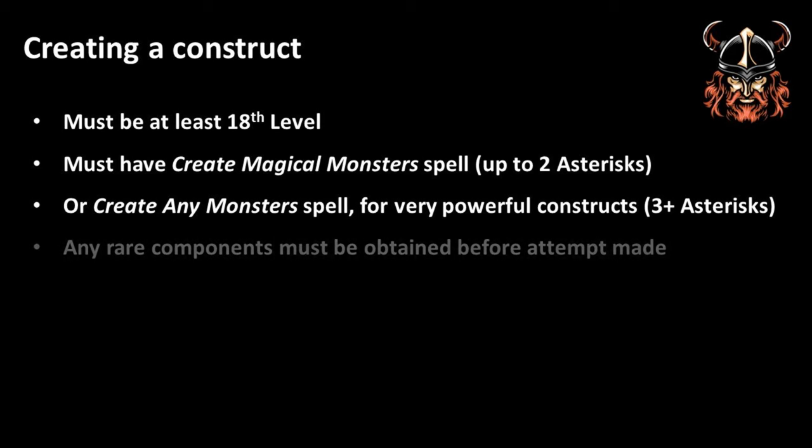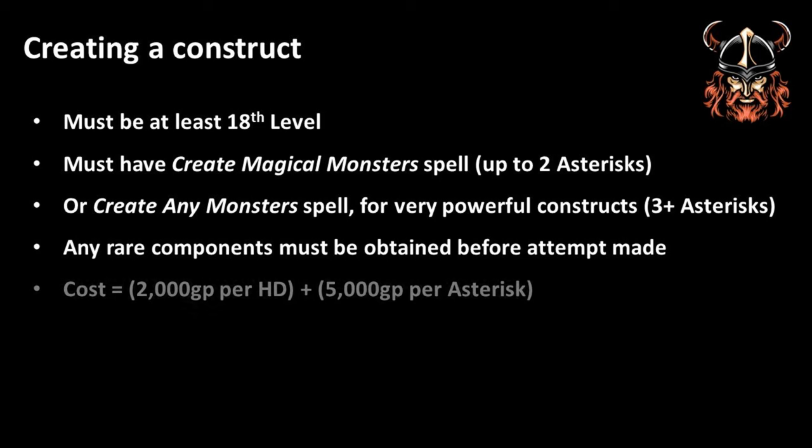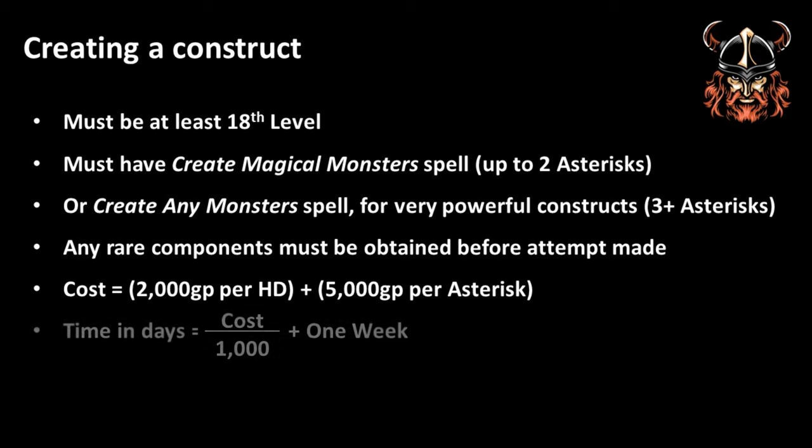The rules state that the required components must be obtained before creation is attempted, and that the cost of an attempt is 2,000 gold pieces per hit dice of the construct being created, plus 5,000 gold pieces for each asterisk the construct has. This amount is spent regardless of success or failure. The time it takes to create a construct is a number of days equal to the total cost in gold pieces divided by 1,000, plus 1 week. The magic user may not conduct any other activities during this time, such as adventuring.